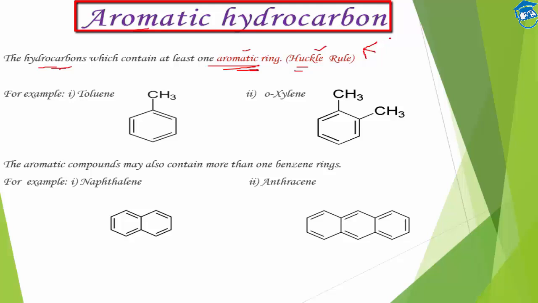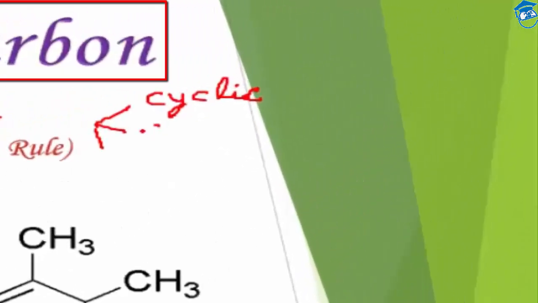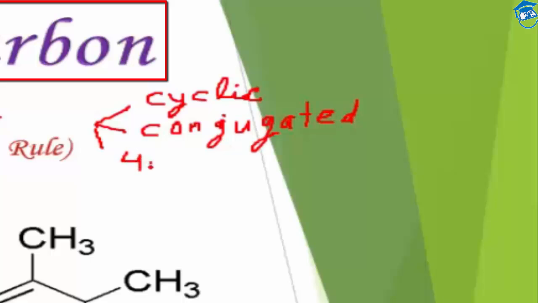First, it should be cyclic, conjugated, and satisfying 4n plus 2 pi electrons they should have. Since it is cyclic, it will obviously be a ring. And then it should be conjugated.